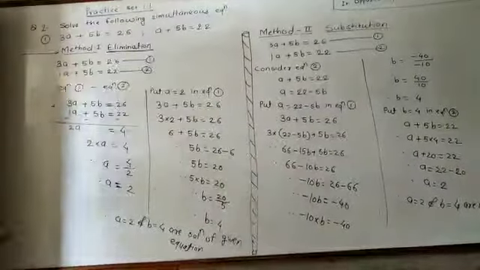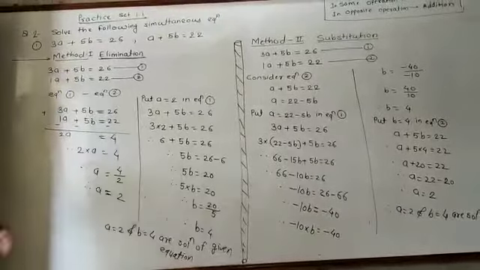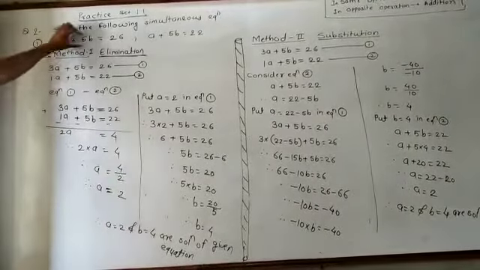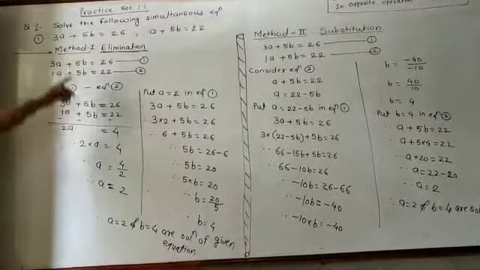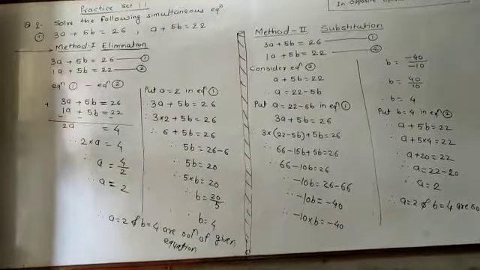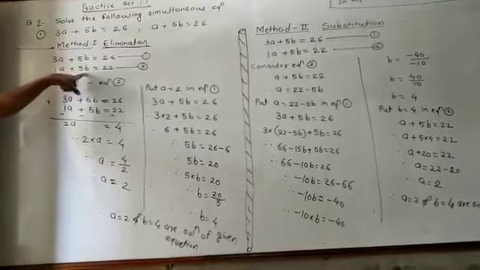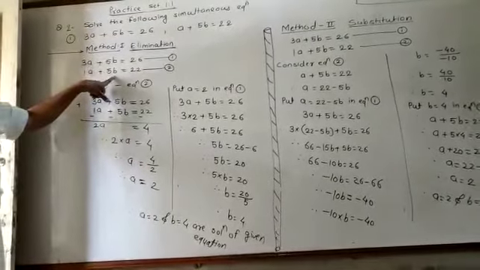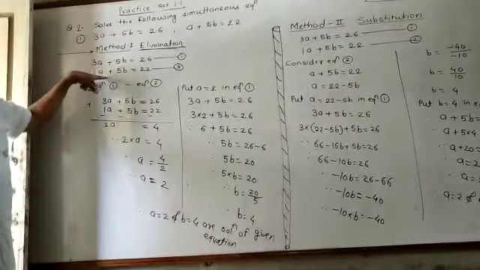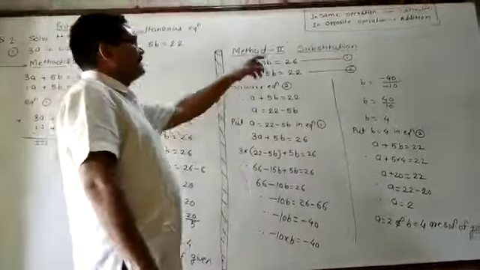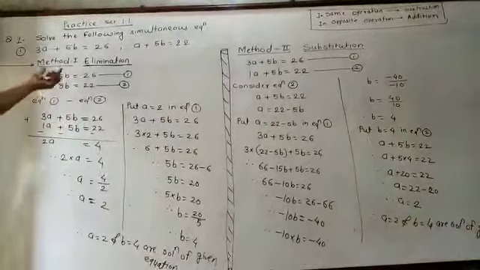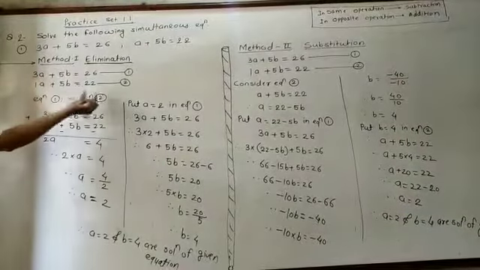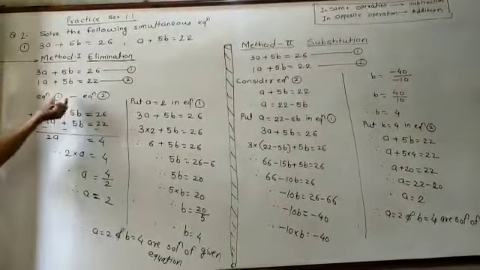First of all, you have to solve this by elimination. In the same manner, write this as equation 1 and this as equation 2. You have to observe whether the coefficients are the same or not. The coefficients of b are the same, so there is no need to equalize the coefficients. You have to see the sign. In the same sign, you have to do the subtraction. So here, equation 1 minus equation 2.